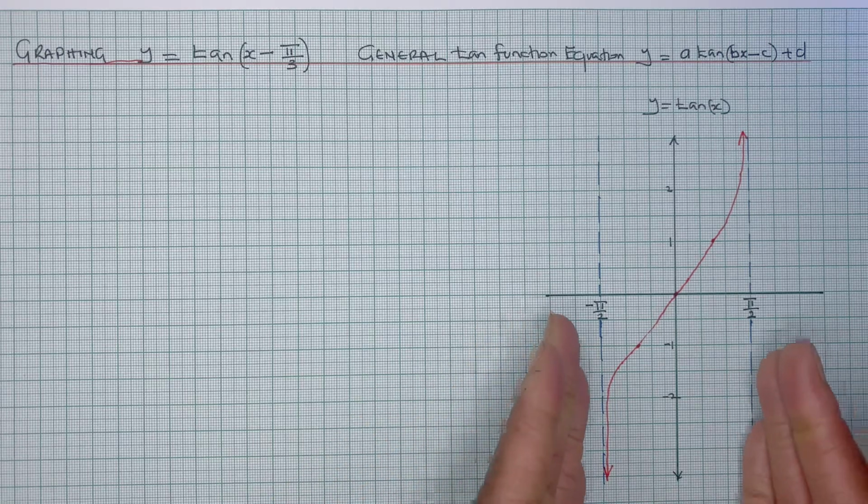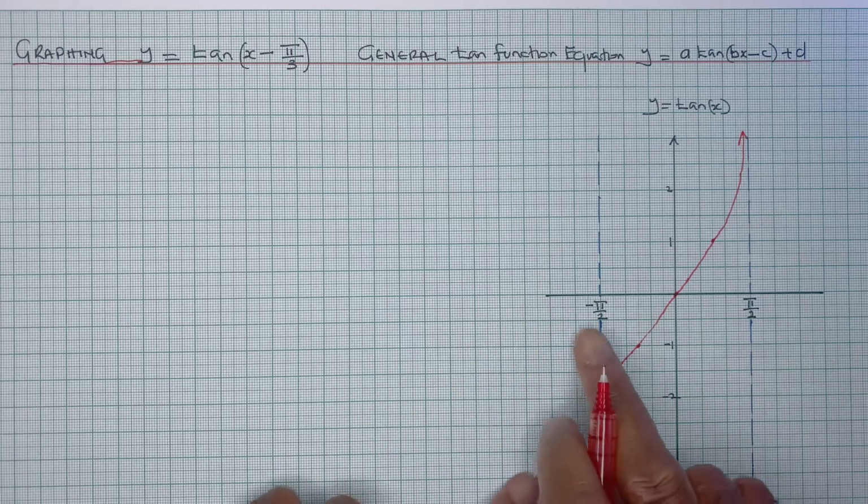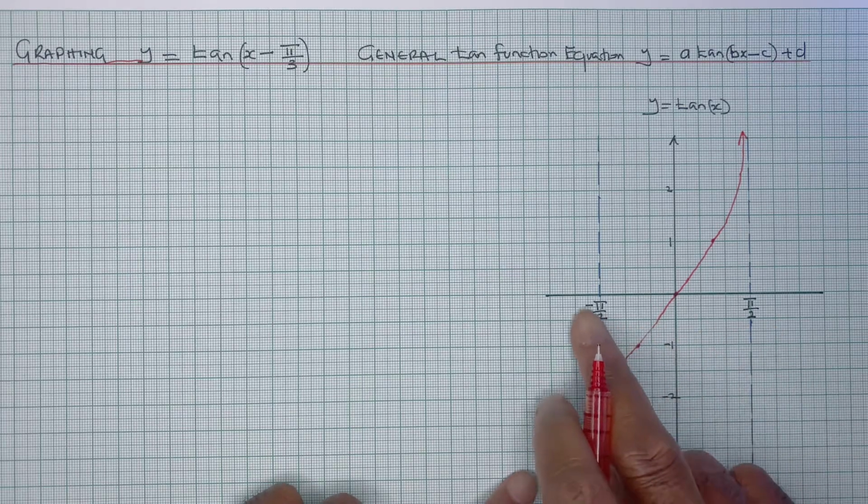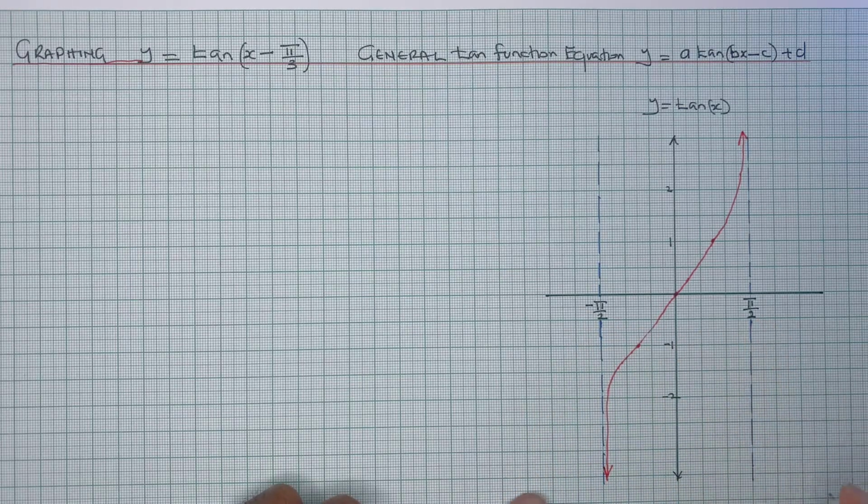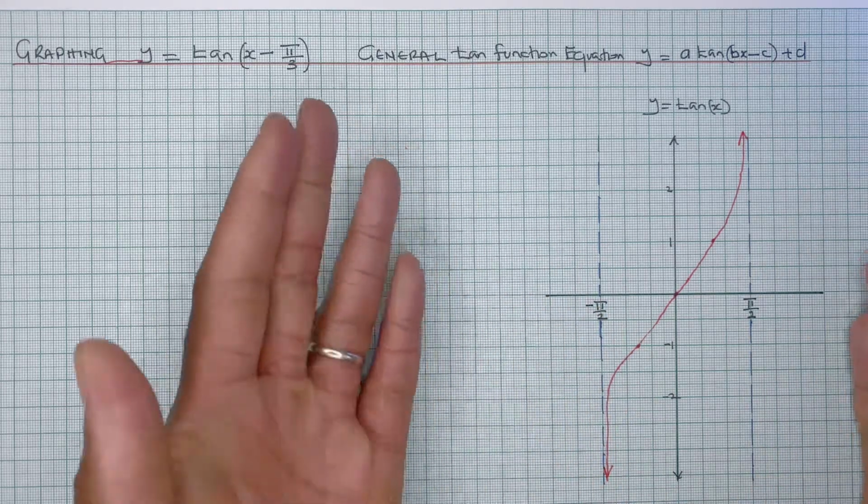And so that's a period from that point to that. That's from minus π/2 to π/2, which is a period. So this graph has a period of π, and it repeats every period.